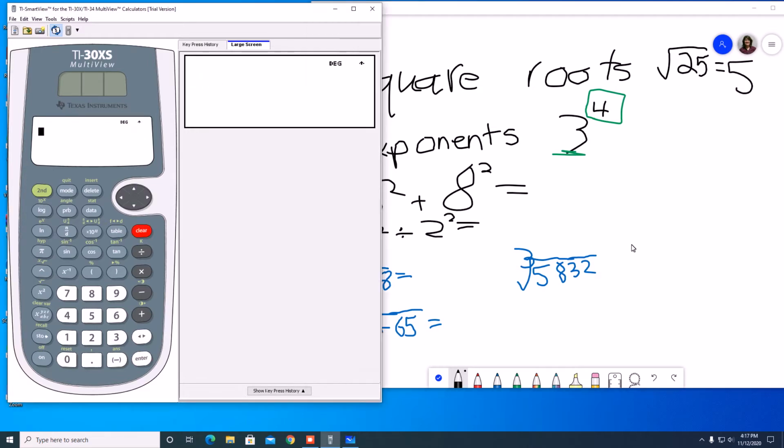Now let's say I wanted to get the square root of 64. So again, I'd hit second, x squared, 64, and then enter, and I get 8.